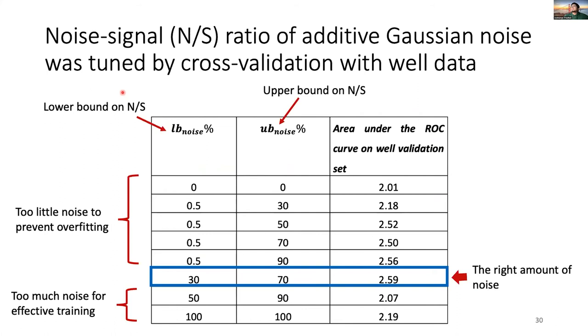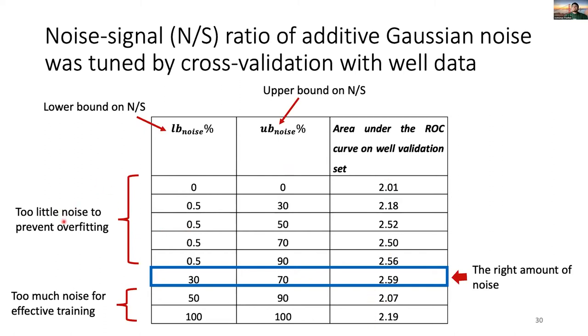The approach that we chose was we considered different ranges of noise, and then we tuned that using cross-validation with the well data. For example, we have this lower bound on the noise to signal ratio and an upper bound, and then we systematically vary those lower and upper bounds. Now, these are for like two, and we show the ROC curve metric on the right over here.